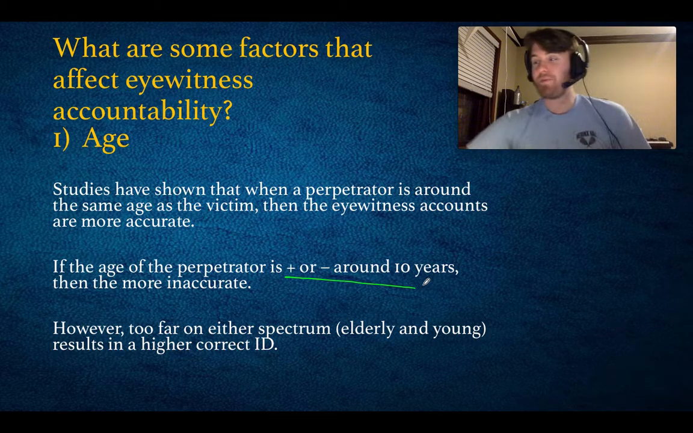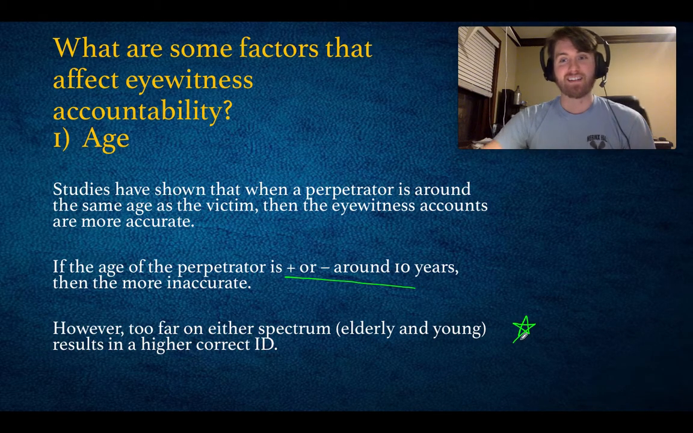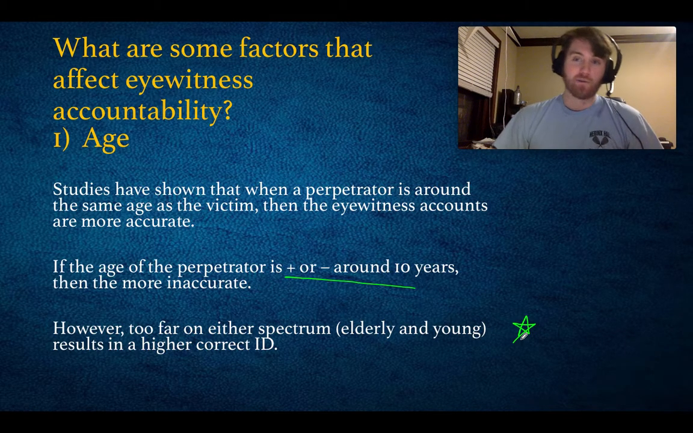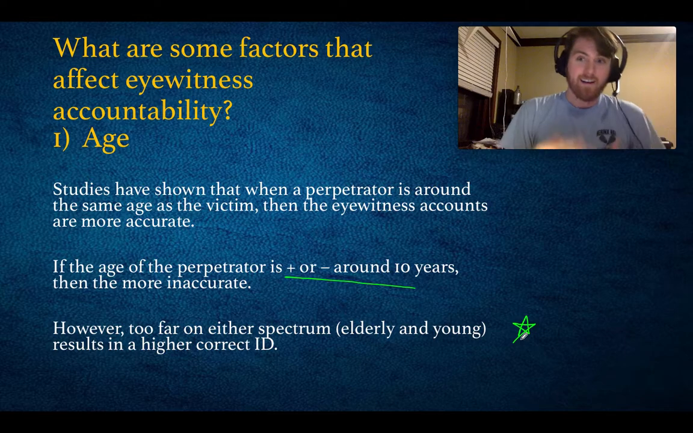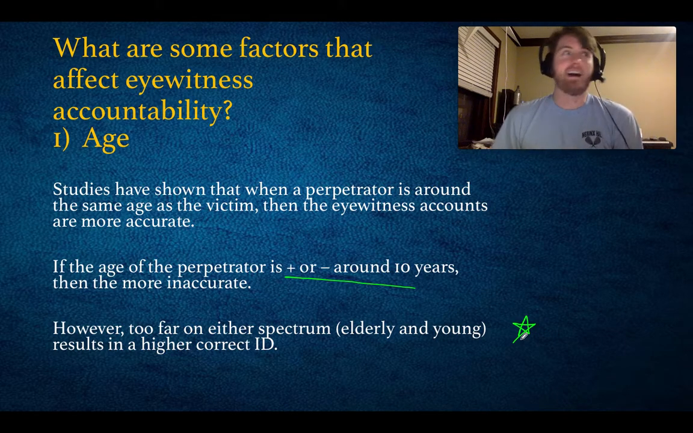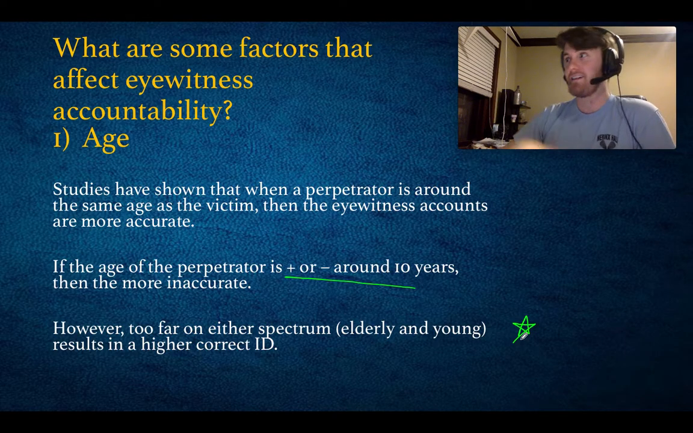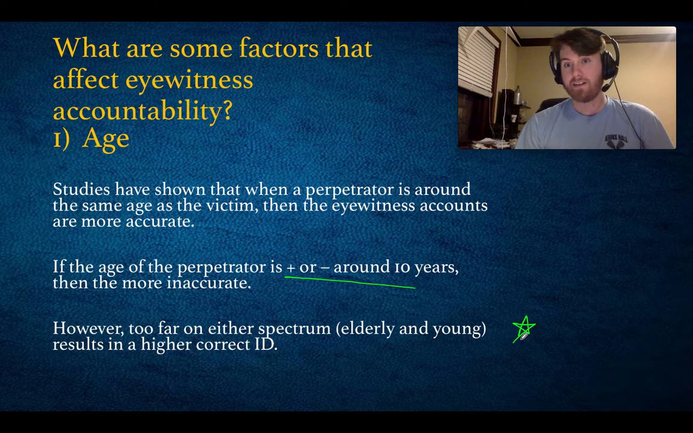Now, something really amusing is that the two extremes on either side of the spectrum can also increase the accuracy. If you are mugged by an 85-year-old man or a 10-year-old boy, either way you're going to be like, yeah, I was mugged by a 10-year-old with a knife. Instantly you understand that there are big factors that can influence that.